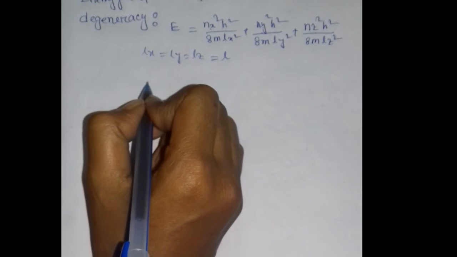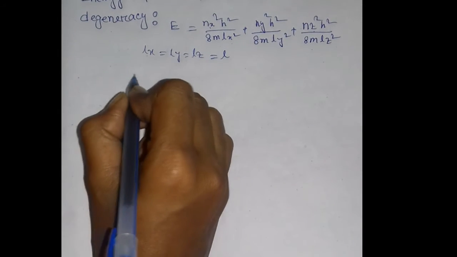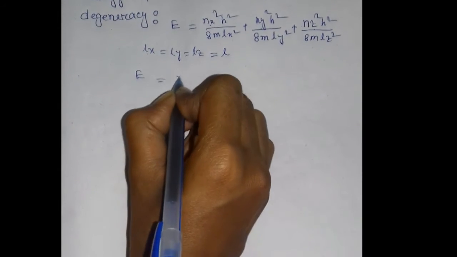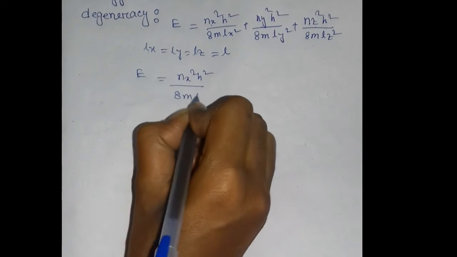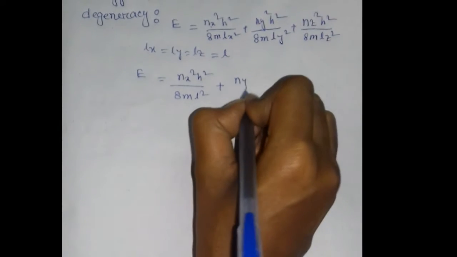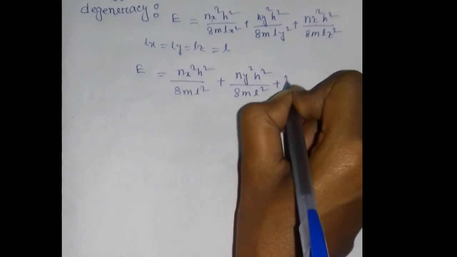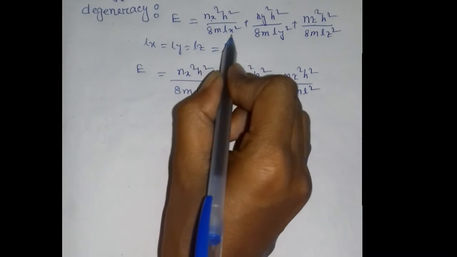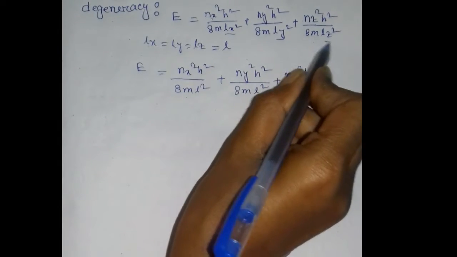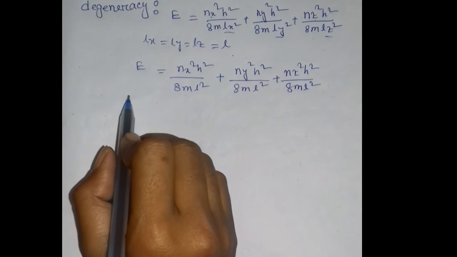If we consider Lx equals Ly equals Lz equals L, then the above equation is converted to E equals nx square h square by 8m L square plus ny square h square by 8m L square plus nz square h square by 8m L square. That means by putting Lx, Ly and Lz equal to L, we get this expression for the 3D box.